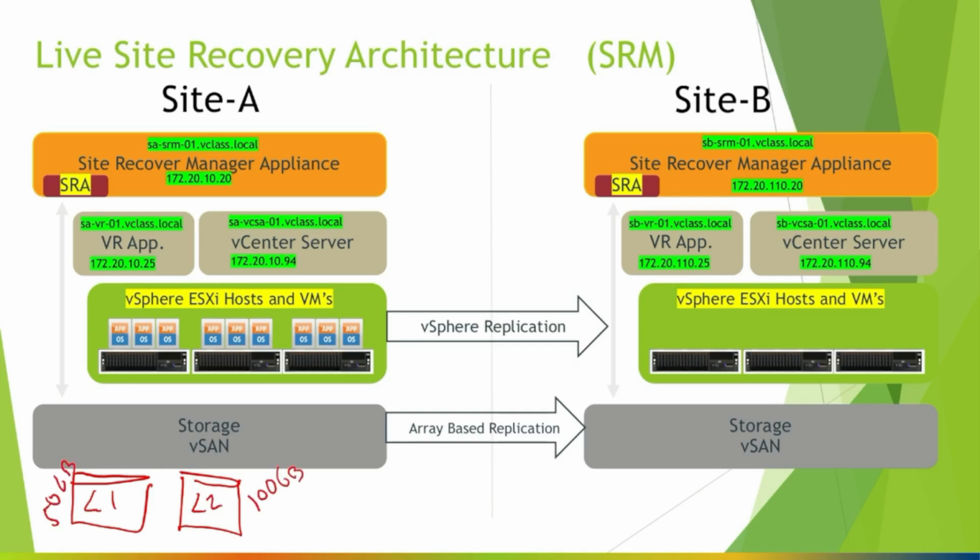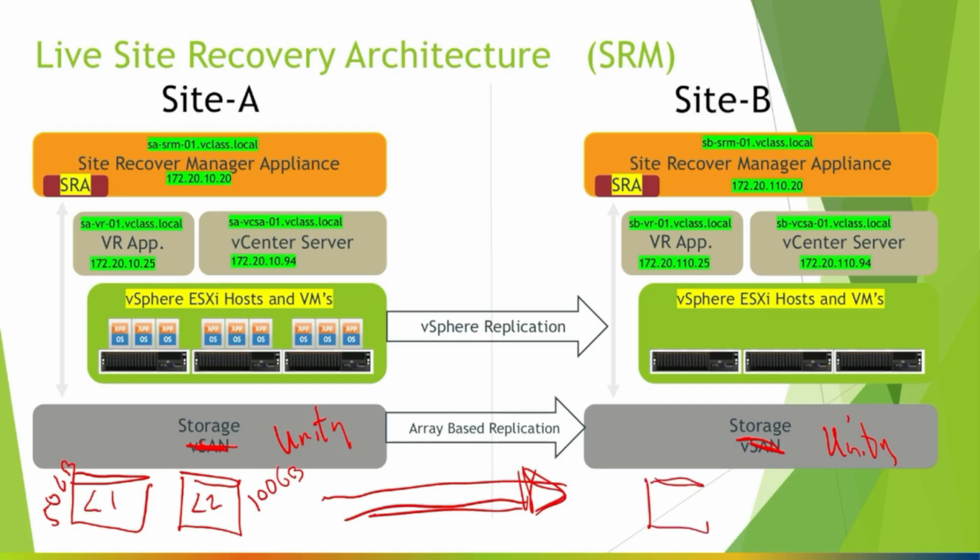Okay? Then I'm using array-based replication. That's part of the Unity. Let's get rid of vSAN here. We'll say Unity appliance. I'm not going to show you how I configured that. Maybe I'll do a separate video on it. And it's got a mirror copy over here as well. Okay? And I've got my retail VMs located on those data stores. Let me actually show you this in a second.